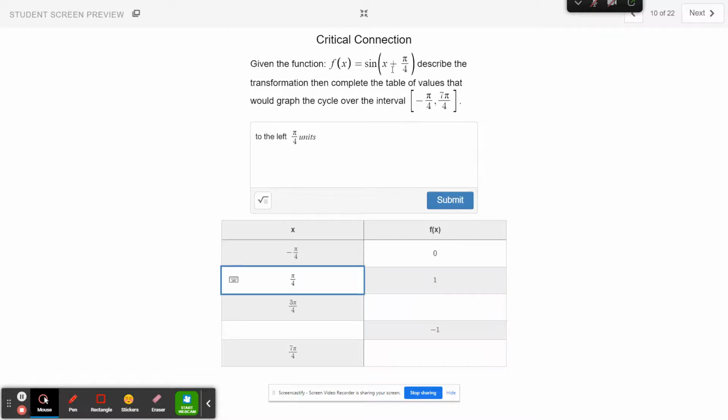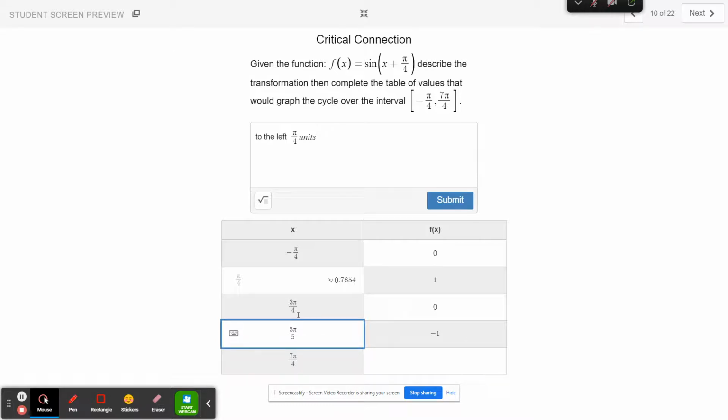If you plug in pi fourths, you get sine of pi halves, which is 1. Plug in 3 pi fourths. 3 pi fourths plus pi fourths is just pi. Sine of pi is 0. I want to add another pi halves to that, so that's going to be 5 pi fourths. Plug in 5 pi fourths, you get 6 pi fourths. Sine of 6 pi fourths, which is 3 pi halves, is negative 1. And then you plug in 7 pi fourths, which adds up to 2 pi. Sine of 2 pi is 0.